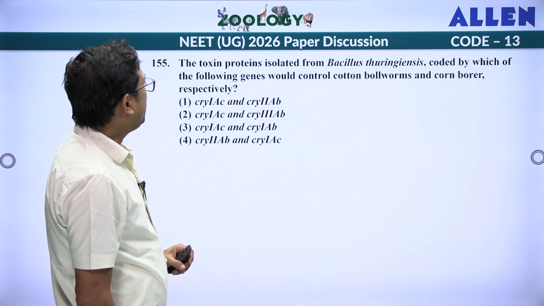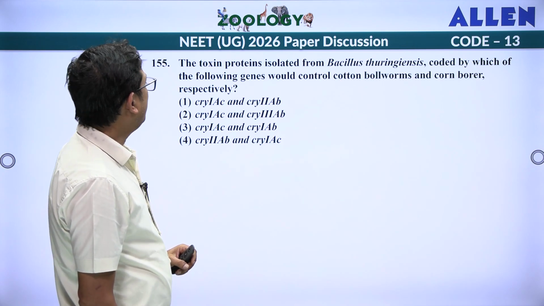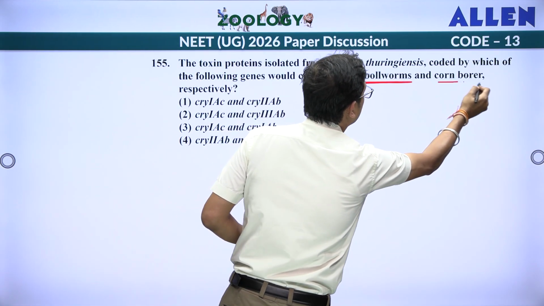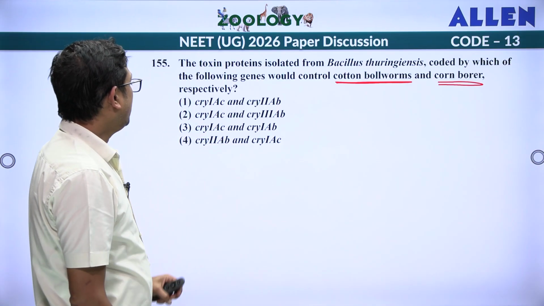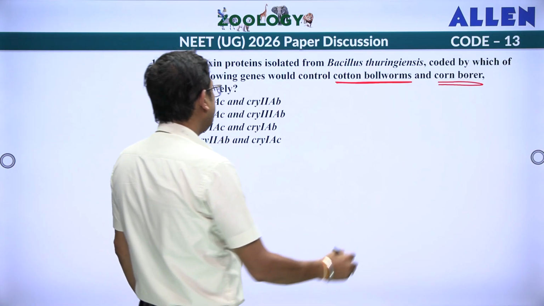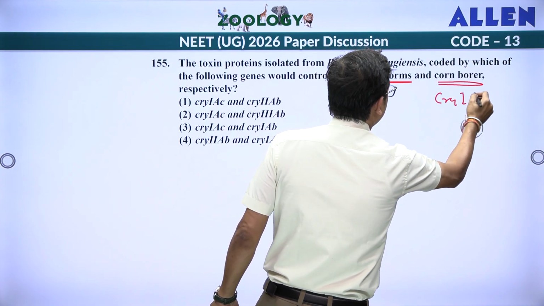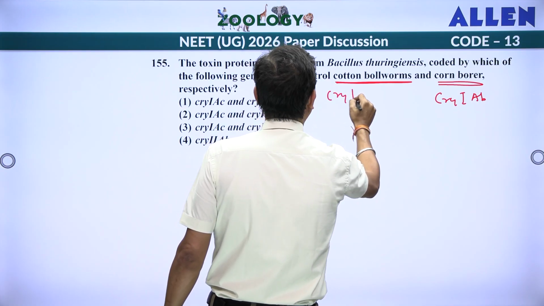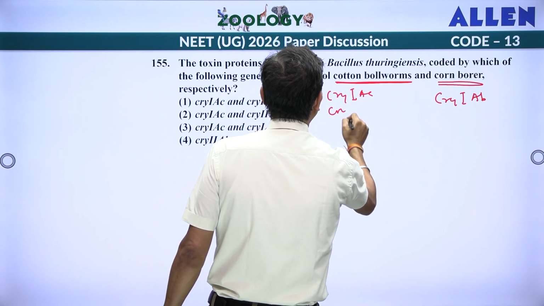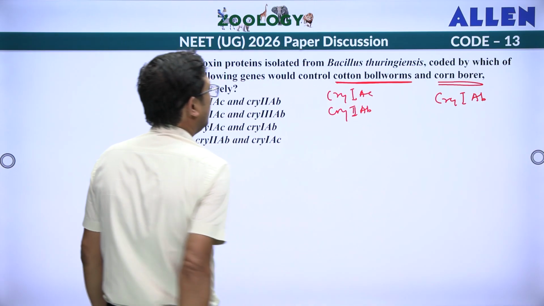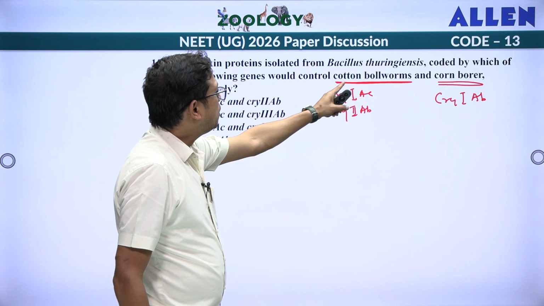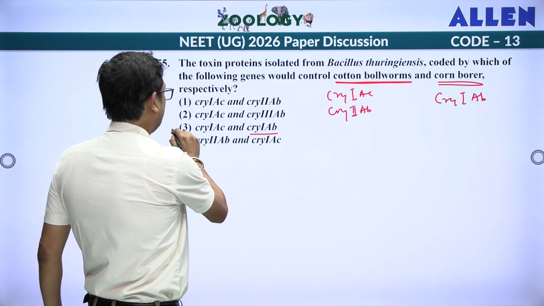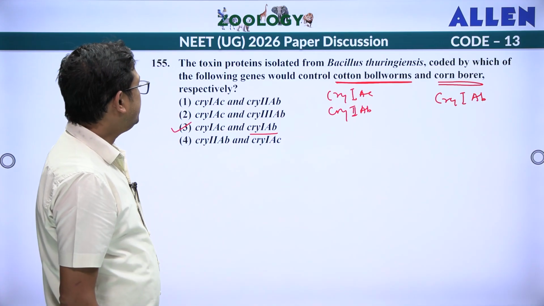Next, the toxin protein isolated from Bacillus thuringiensis coded by which of the following genes would control cotton bollworm and corn borer? Okay. So corn borer is what? Cry1Ab. Whereas for cotton, there are 2 genes, that is Cry1Ac and Cry2Ab. Okay. So first we need to write cotton and corn. Corn is Cry1Ab. Answer is the third one, Cry1Ac and Cry1Ab here.